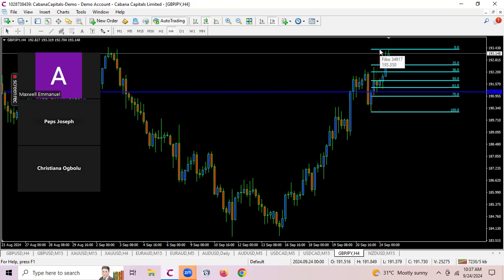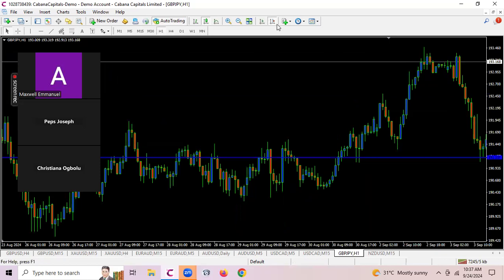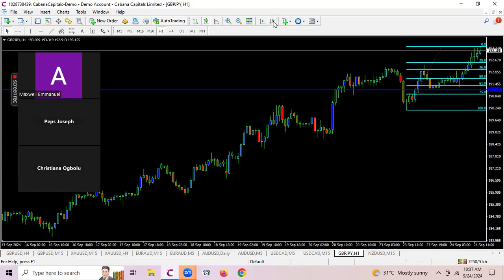Wait for price to pull back to a discount level before you buy. Don't buy from the current market price. It is very risky. The risk is very high. I hope that is clear.